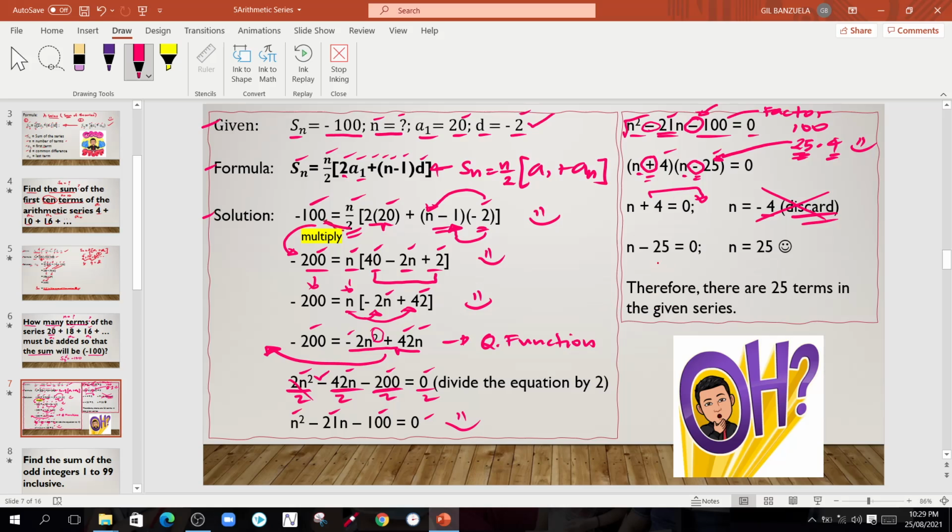Then let's continue. We arrive at n - 25 = 0. The same thing, let's transfer negative 25 to the right side. Then we arrive at positive 25, which is our final answer. So therefore, let's conclude: there are 25 terms in the given series, so that the sum becomes negative 100. If you want to double-check, substitute 25 for every n and see whether it equals negative 100.